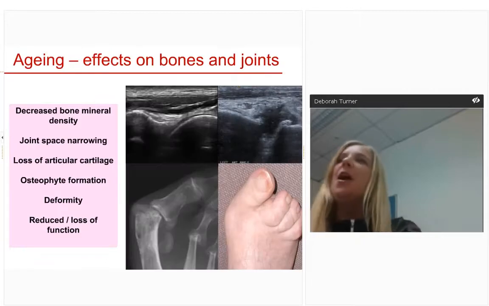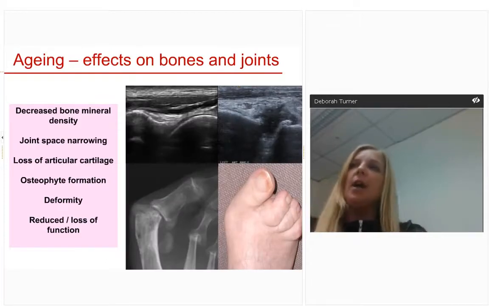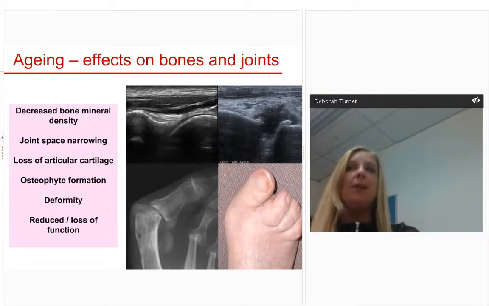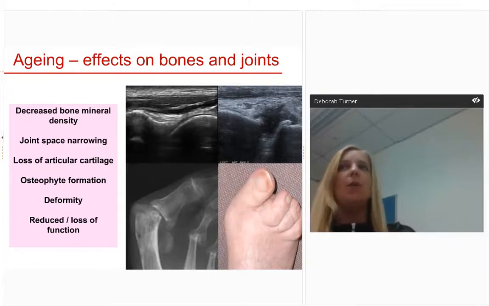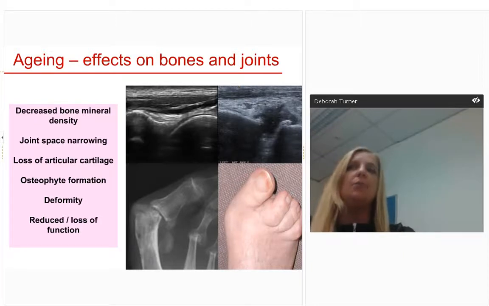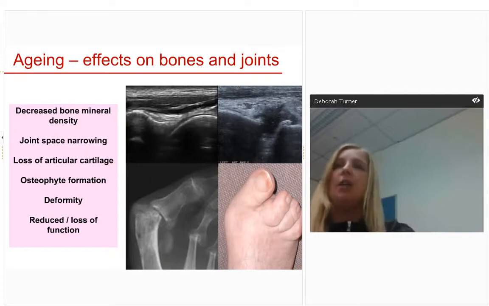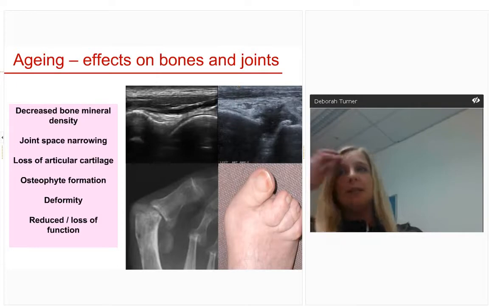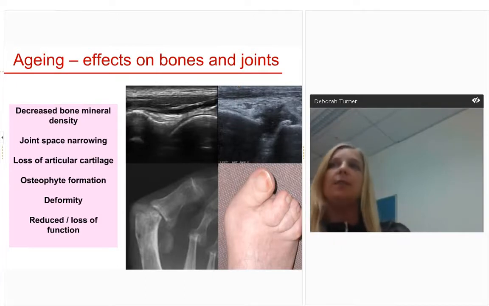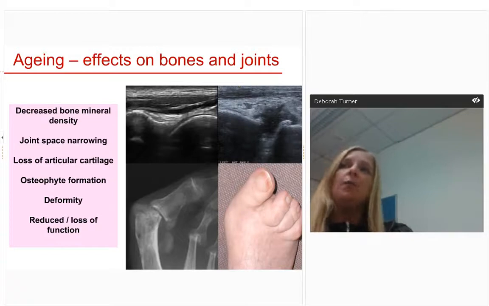So when we consider ageing, we need to think about what the effect would be on the bones and the joints. And I think we've always got to be cognizant that when we start to deal with patients with inflammatory joint diseases, we need to consider what the age-related changes may well be. So as people tend to get older, particularly postmenopausal females, we will tend to see decreased bone mineral density. Often we would expect to see some joint space narrowing as people tend to get older.